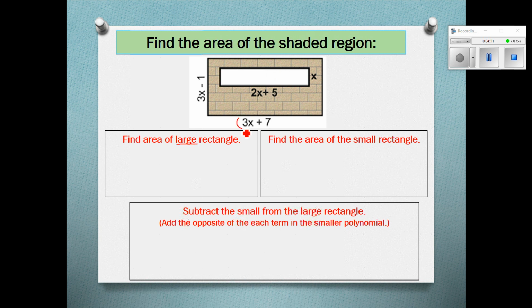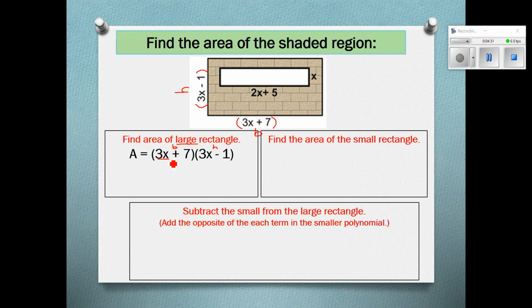Well, if we look up here at the large triangle, here is the base, and here is the height. So we remember that figuring out the area of a rectangle is base times height. So when I do that, here is the base, here is the height, base times height. Again, we have a binomial times a binomial, so we want to do our FOIL.